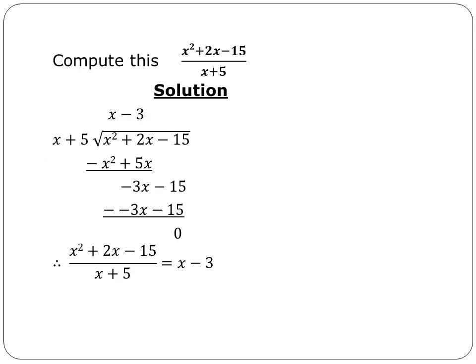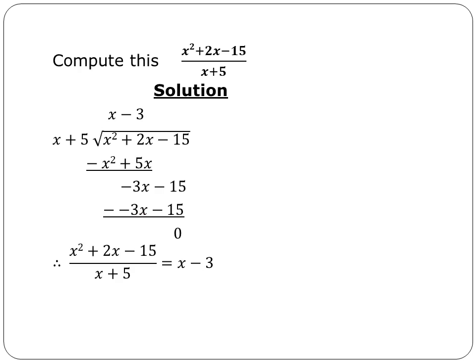Now you multiply the minus 3 with each term in the divisor. So you get minus 3 times x is minus 3x, and minus 3 times 5 is minus 15. Now we perform the subtraction. So minus 15 minus minus 15 is 0. Similarly, minus 3x minus minus 3x is 0. So we end up with no remainder.